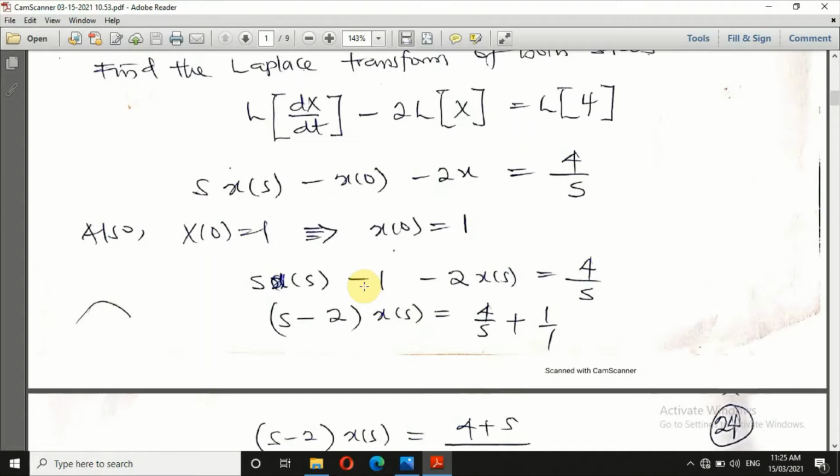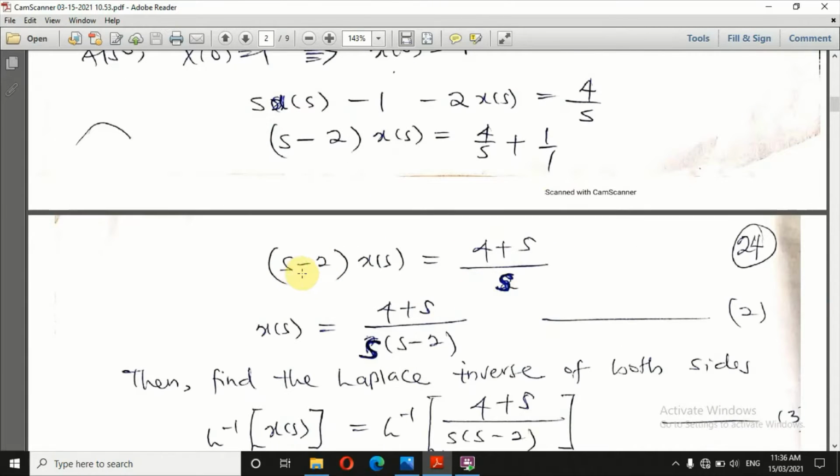So what's the next thing now? Minus 1 will go to the other side. Then 2X(s) we can factorize from this one. So you now have (s minus 2) into bracket X(s). That will give us 4 over s plus 1, over s multiplied by (s minus 2). That is how we obtain this equation 2. This is what I was saying: everything here will come to the other side, and what was a numerator before will become a denominator. So that is what we have now, equation 2.